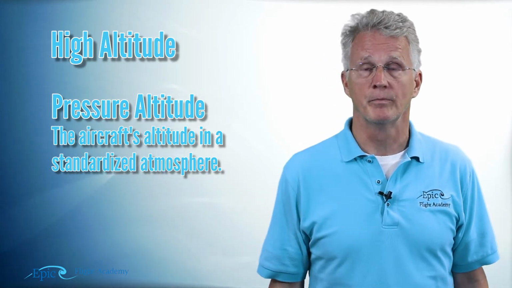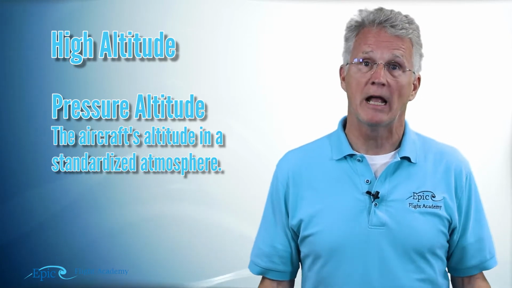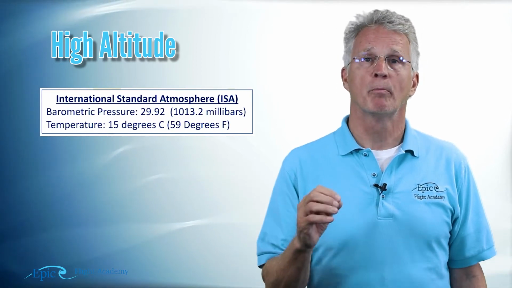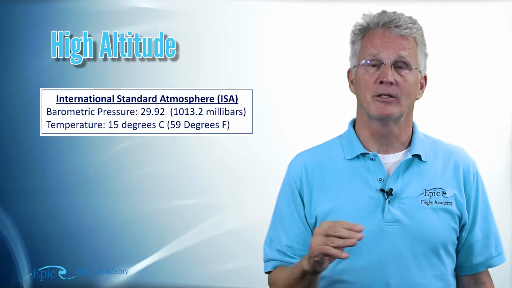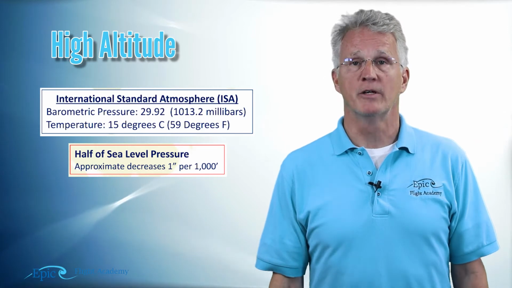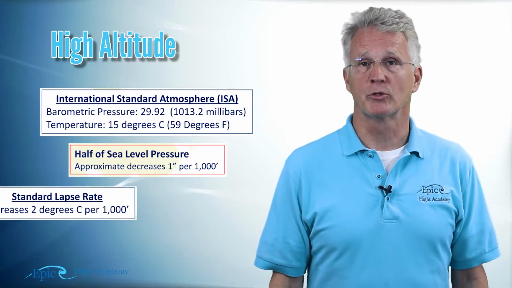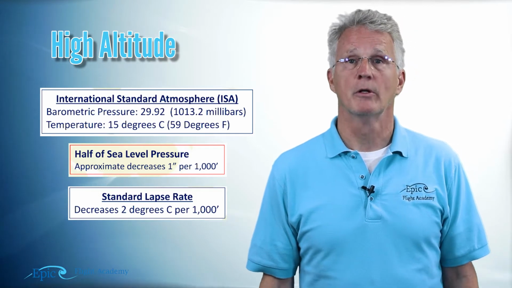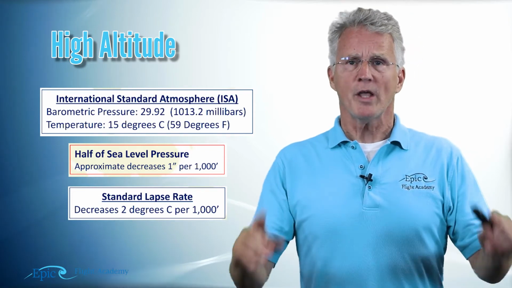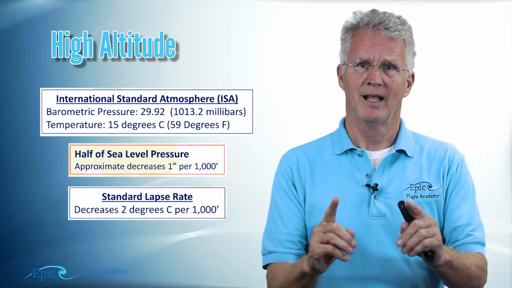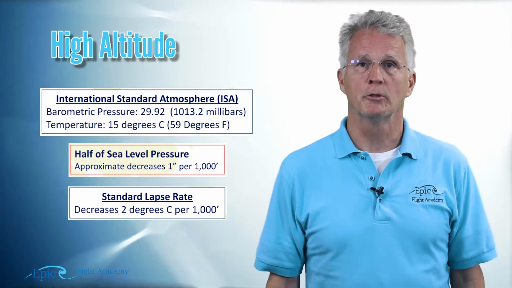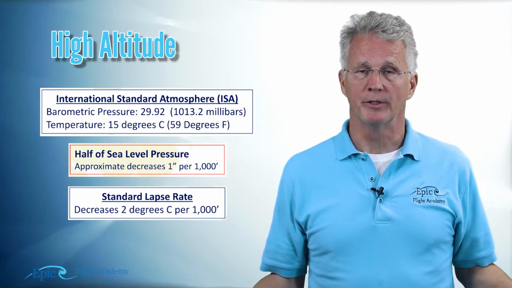pressure altitude. A standard atmosphere, as you recall, is 29.92 inches of mercury pressure at sea level at a temperature of 15 degrees Celsius, and then we have a standardized pressure drop of 1 inch per 1,000 feet and a standardized temperature lapse rate of 2 degrees Celsius per 1,000 feet. Now, that's a standardized reference. That does not mean that is necessarily the atmosphere's pressure and temperature at any given time or moment.